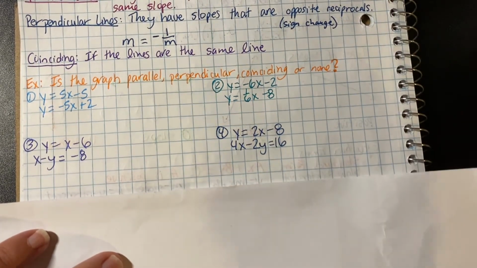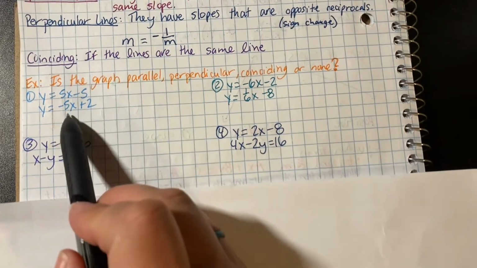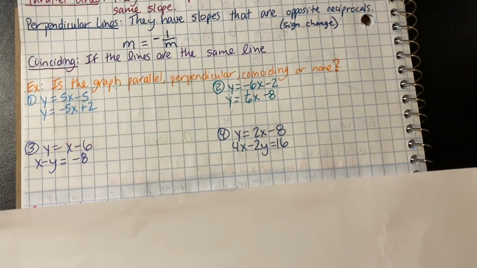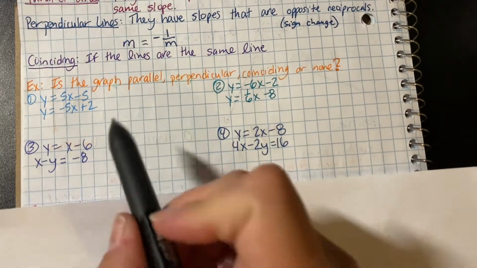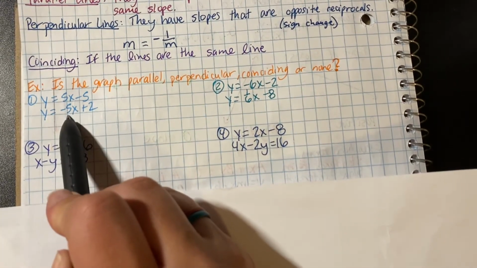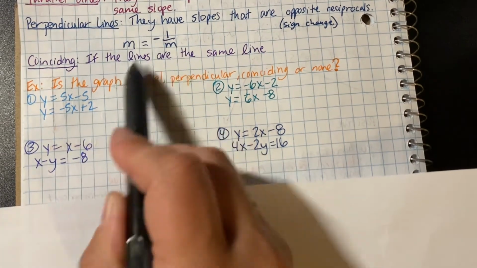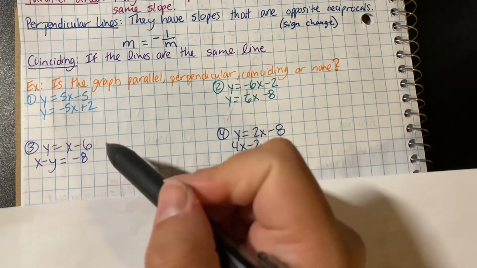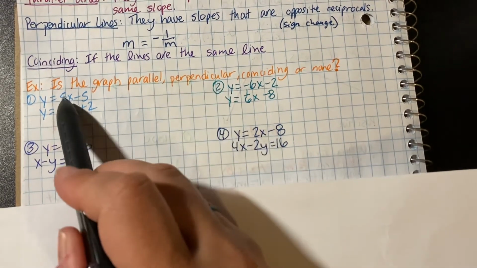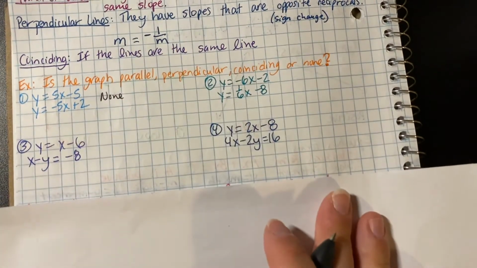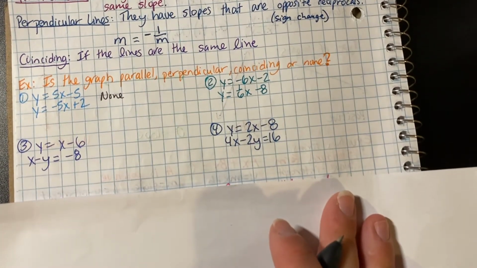So on my first one, what we could do is match up our slopes. What do we know about our slopes? Are they the same slope? No. Are they opposite reciprocals of each other? No. So, are they going to be the same line? No. So this is none. They don't have anything possibly in common.